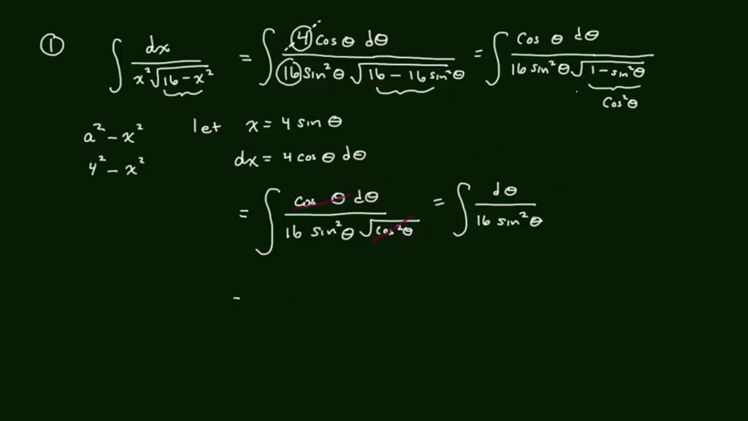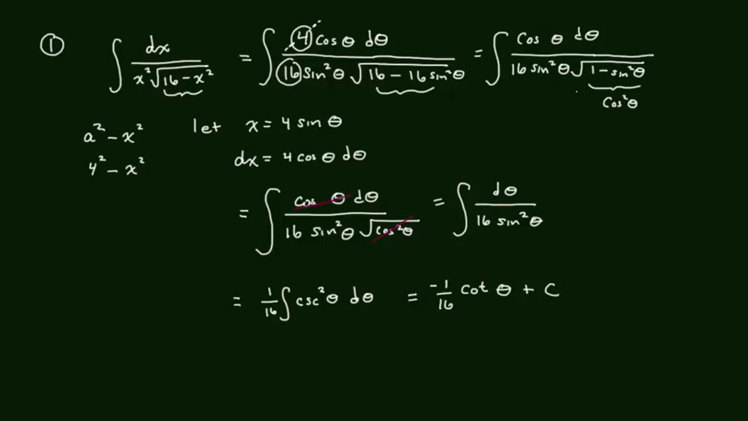And we have 1 over 16 times the integral, so 1 over sine squared is really cosecant squared theta d theta. And in terms of theta, this is a good old-fashioned memorized integral. Here it is: 1 over 16, and this is going to be negative cotangent of theta plus c.